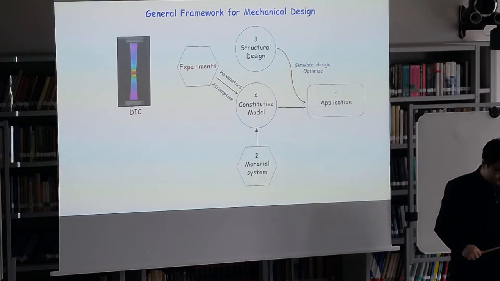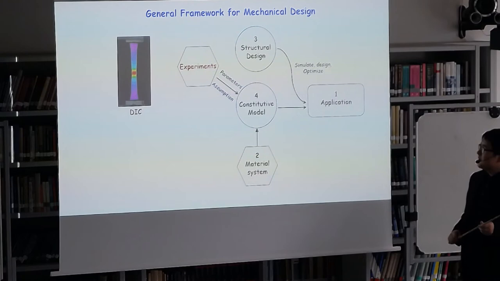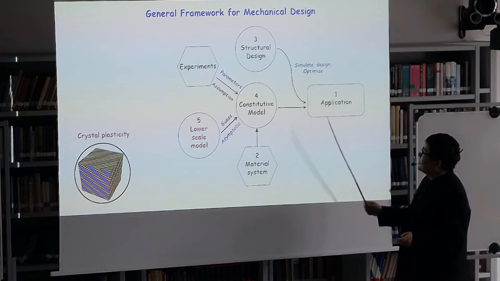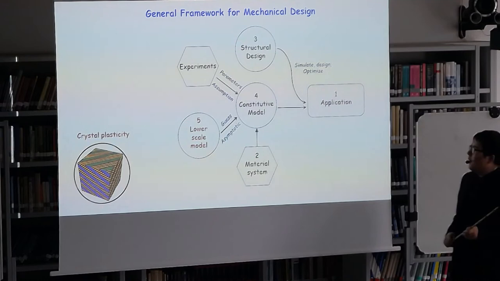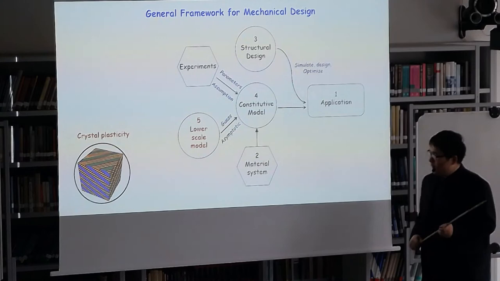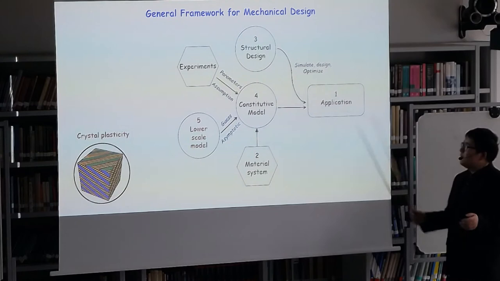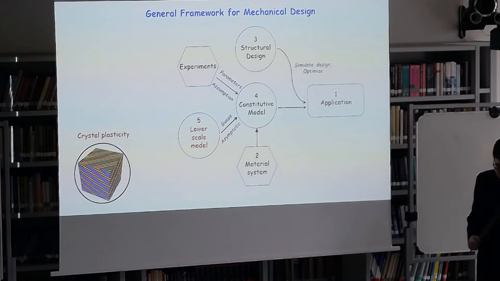Then, of course, an alternative way, if you don't know how to do experiments like me, is that we can generate this constituent model from a lower length scale model. Basically, this macroscopic model can be computed by looking at lower length scale physics. For example, if we were looking at metals, then we can look at the mesoscale crystal plasticity model, and using the theory of homogenization, it will then give me the macroscopic constitutive model, right? And of course, if you ask, where does this lower length scale model come from?